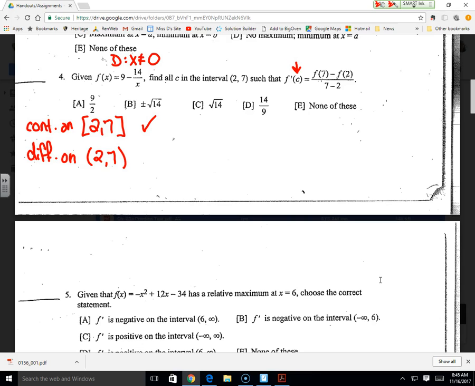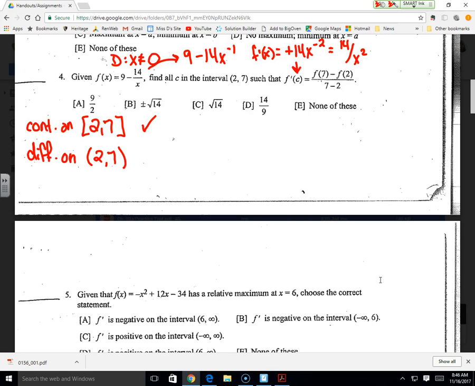Do you remember how to take the derivative of 14 over x? There are multiple ways. How many of you would use the quotient rule? How many of you would make it 14 x to the negative 1? Yeah, that works. So the derivative of 9 is 0, and then we have plus 14x to the negative 2, which makes it easy on your brain. That's 14 over x squared. You good?